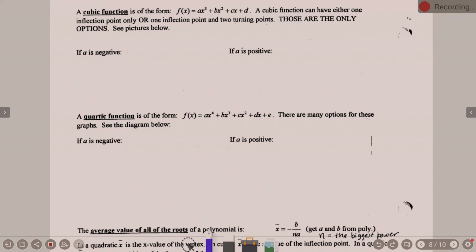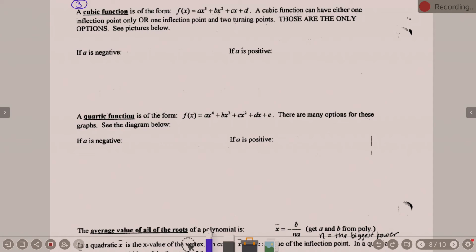A cubic function is of the form f of x equals ax cubed plus bx squared plus cx plus d. When we say cubic, what needs to come to mind here? The squiggle thing, and it's a power of 3, right? Now, a cubic function can have either one inflection point only, or one inflection point and 2 turning points. Because keep in mind, a cubic function is a power of 3, so it has at most 2 turning points.